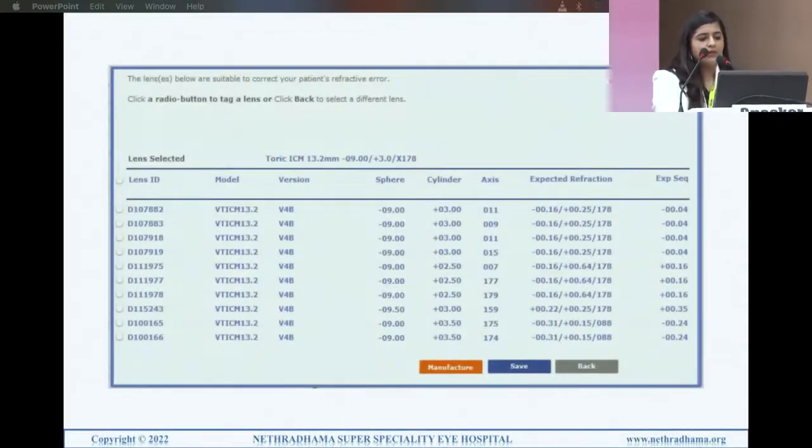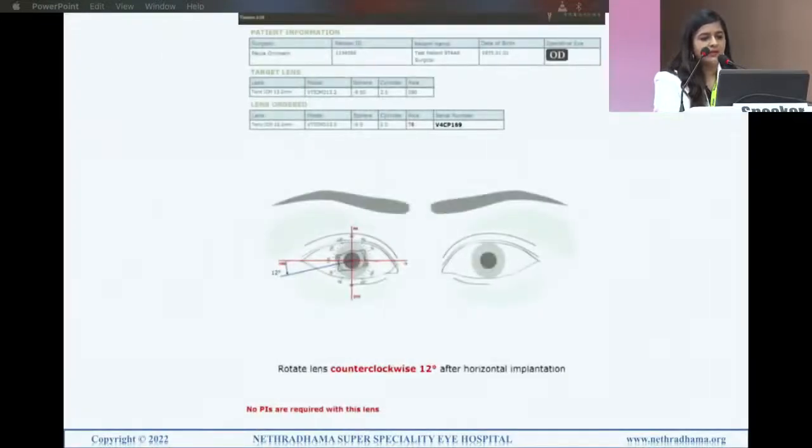So again, they have an inventory from which you can choose your ICL. And finally, you get this implantation orientation diagram, which was explained by Dr. Tithyal beautifully. Here we can rotate the lens either counterclockwise or clockwise, and the maximum you should rotate the lens, it should be within 22 degrees.